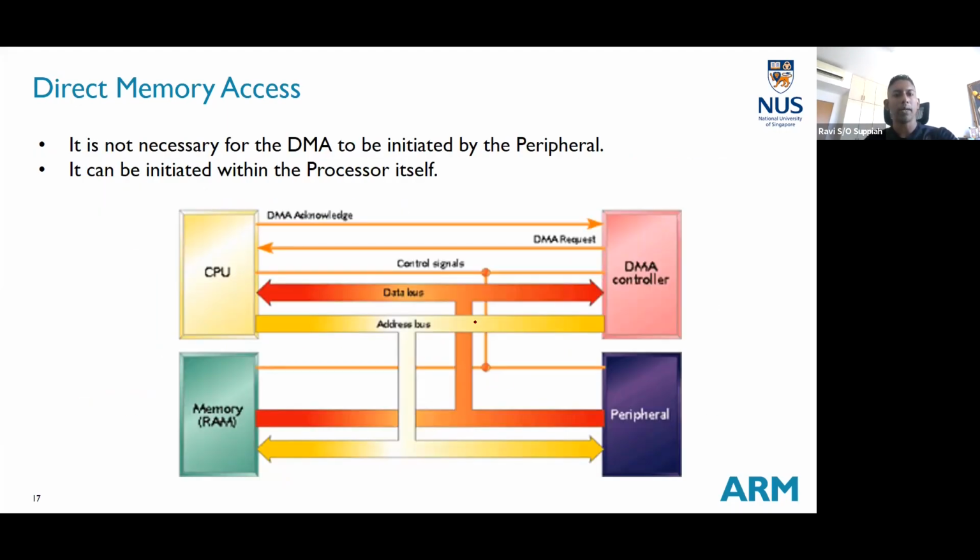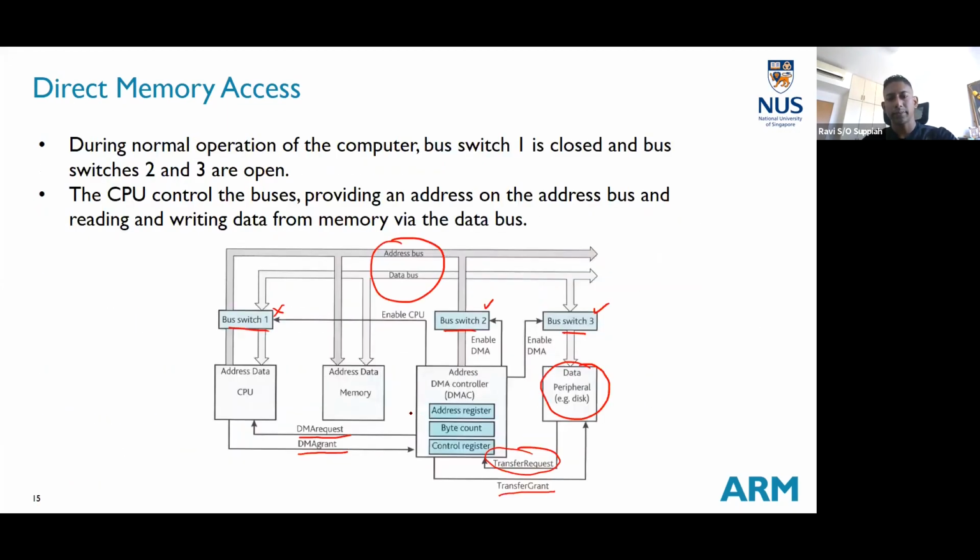So how can it be done? The CPU will need to configure the DMA controller first. When you configure the DMA controller, there are three things: the address registers, the byte count, and the control register. The address register means you need to provide information on where the source is. Technically, what we are doing with DMA is moving one chunk of data from one place to another place, so I need to know where my source and where my destination are. I provide that information in the address register.